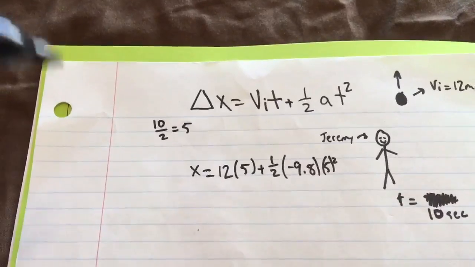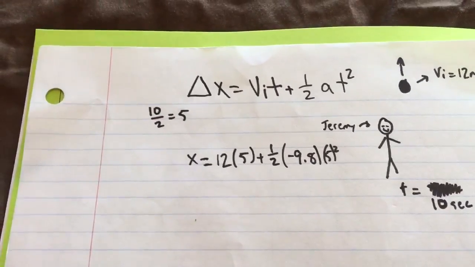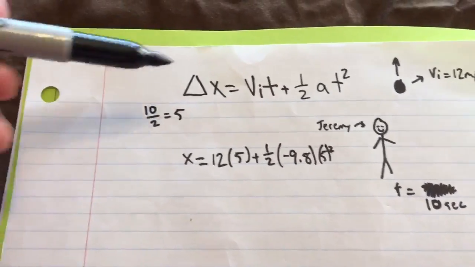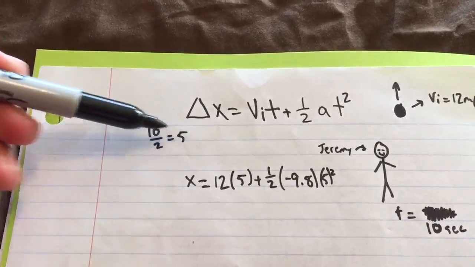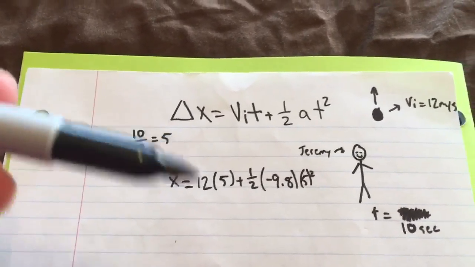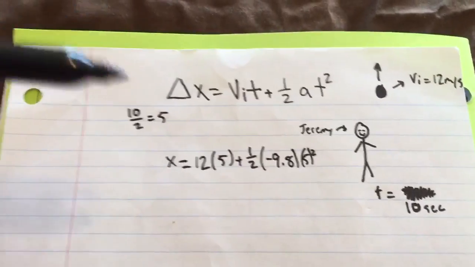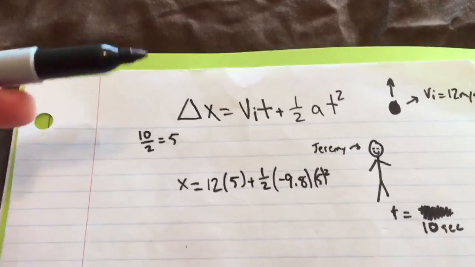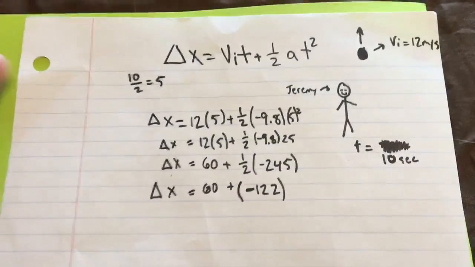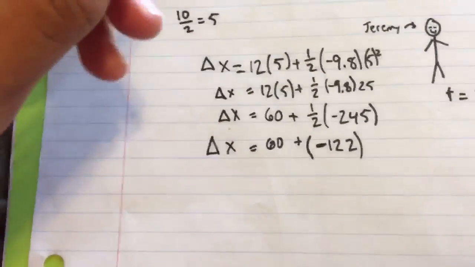Okay, so here I have everything I know so far written out, and I'm going to solve that. The reason I use 5 for the time instead of 10 is because the ball reaches its maximum height halfway through the time elapsed before it touches the ground. Okay, so now I have simplified the problem to its bare minimum.